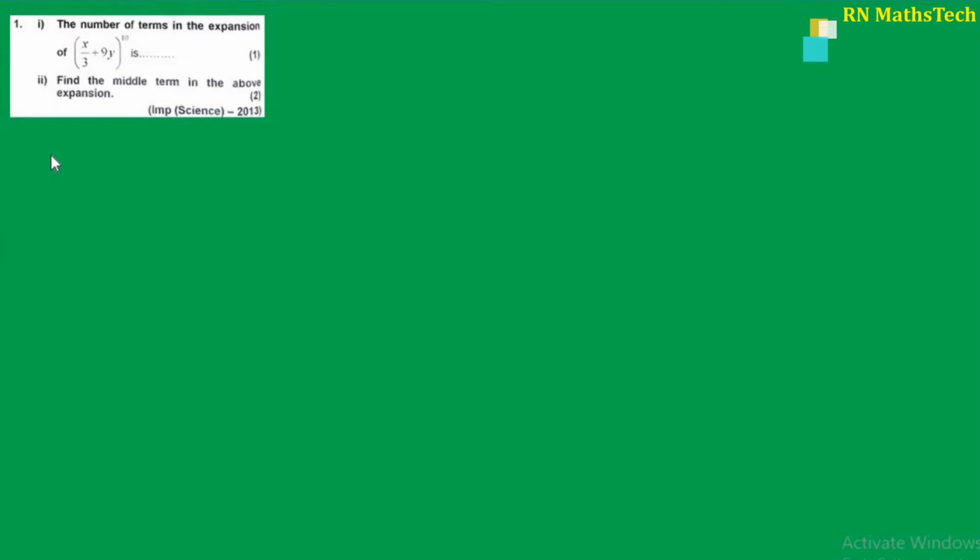So in this chapter, binomial theorem, first problem, first part. The number of terms in the expansion of (a + b) raised to n is n plus 1. Therefore, the number of terms is equal to, here the expansion contains 11 terms.